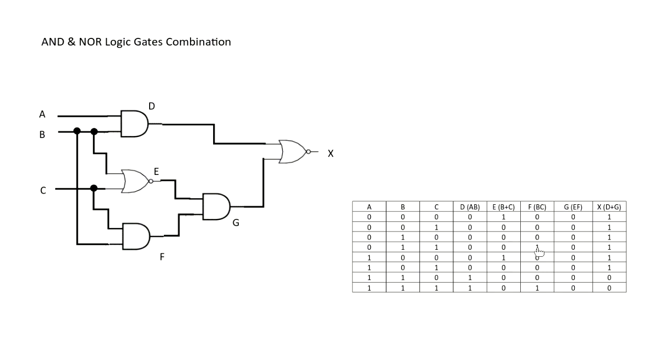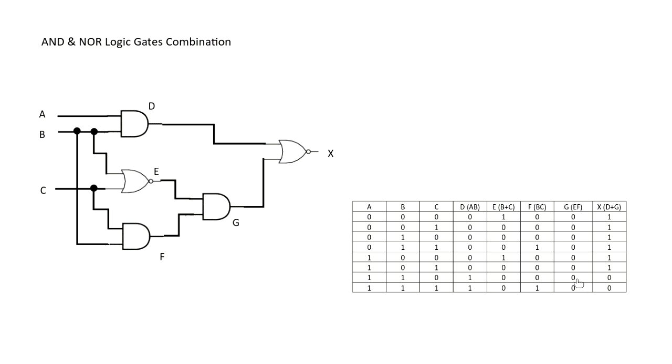And then F is simply multiplication between B and C. So you just look at the B and C combinations and fill out the F column. And G column, again, G is the multiplication between E and F. So the output of the NOR gate and the output of this AND gate. So E and F, this is E and this is F. So these two you have to multiply and fill out the column G.